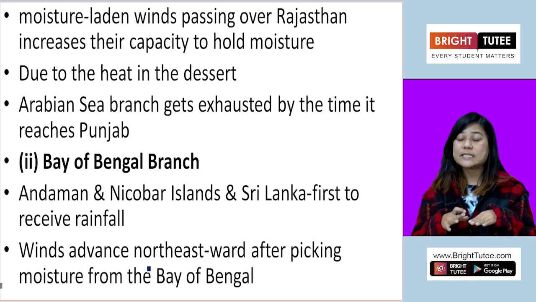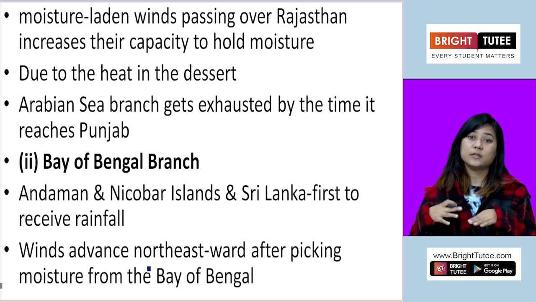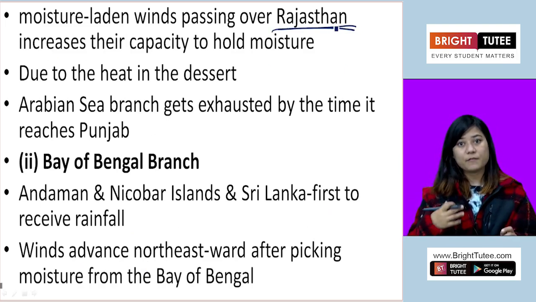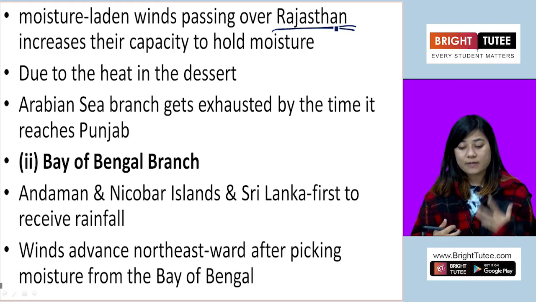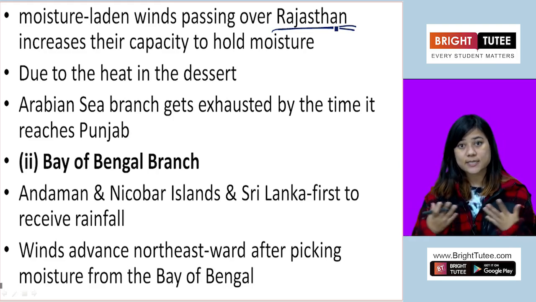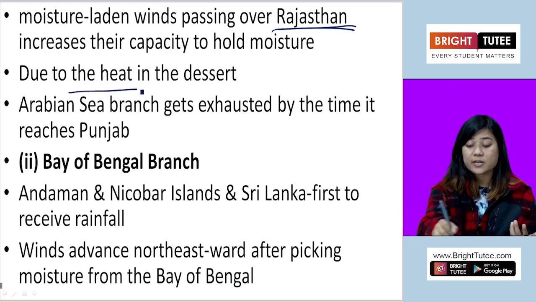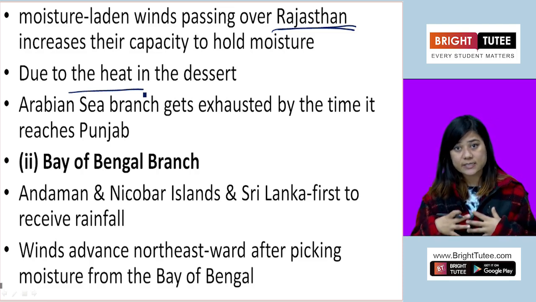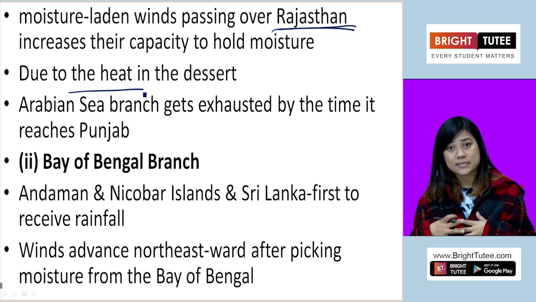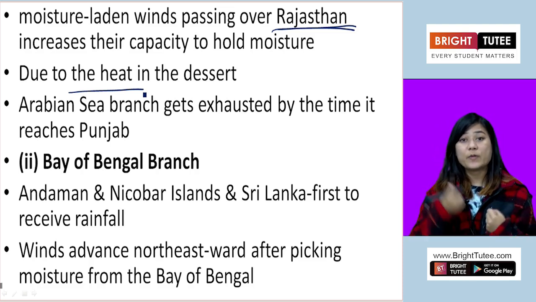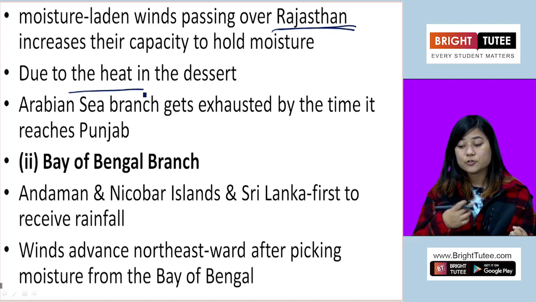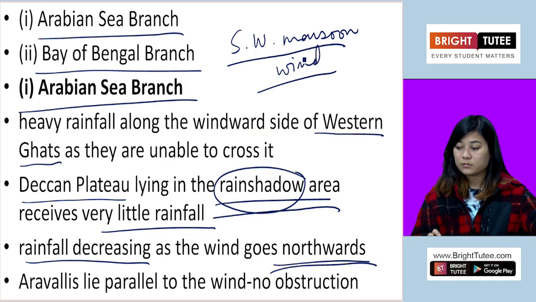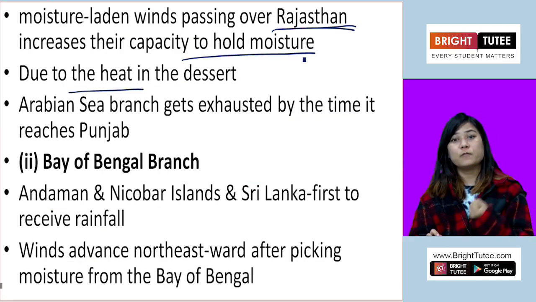Now this moisture laden wind crosses the Aravalli Hills and then moves towards Rajasthan. But in Rajasthan, a very interesting thing happens. Rajasthan has a desert. It's a desert area, which means it's very hot. The temperature is very high. Now that heat in the desert makes the southwest wind hold the moisture for longer.